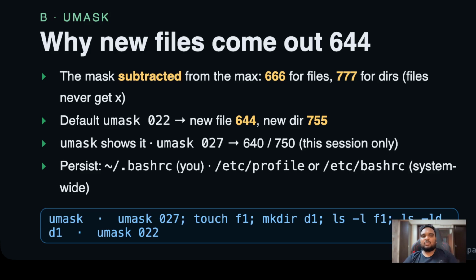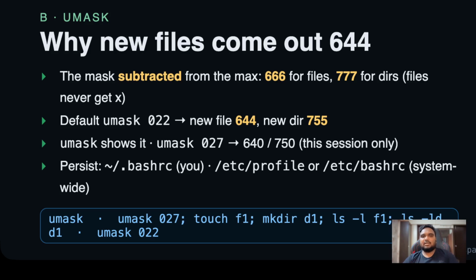umask with no argument just prints the current value. umask 027 sets a stricter one for this shell session. Now the new files come out with 640 and the new directories get 750. So other gets nothing at all. That's a good habit on a shared box. But remember, that's only for this session. If you close the terminal, then it's gone.